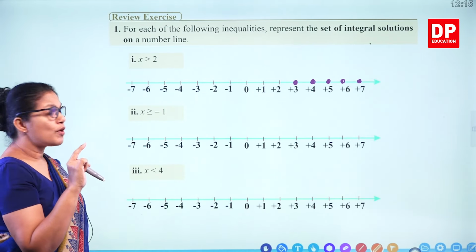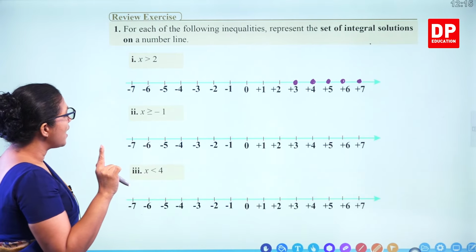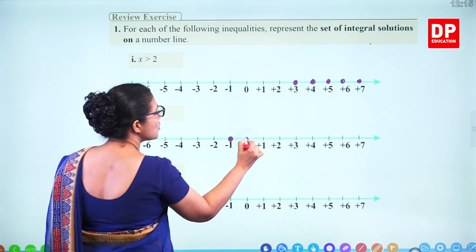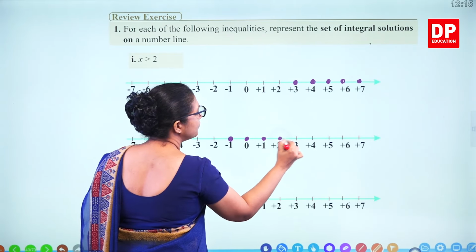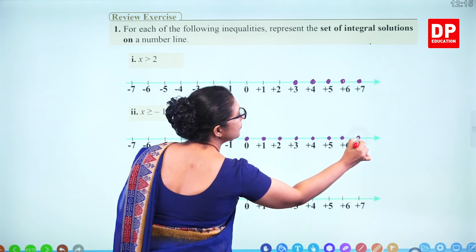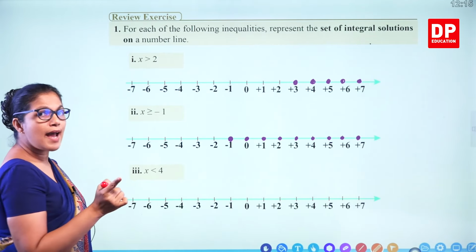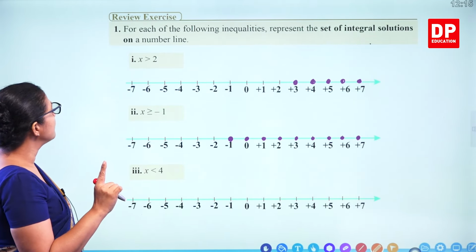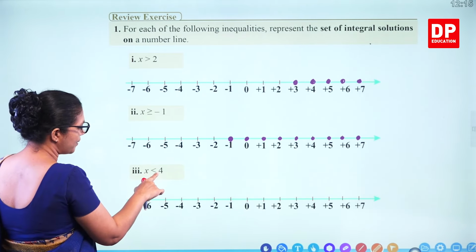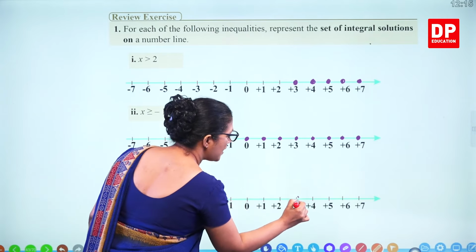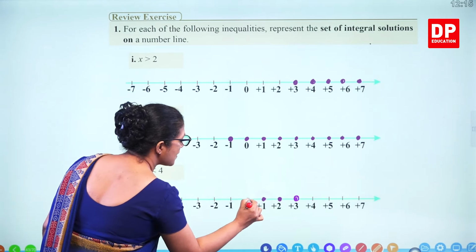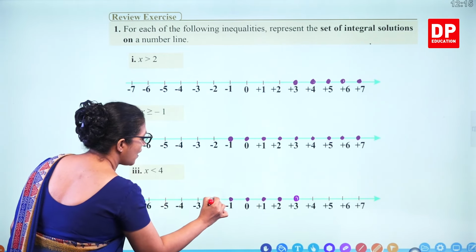X greater than or equal to minus 1. So minus 1 is also included. So greater means all the integers above that value. So you can mark all the integers. X less than 4. 4 is not included. So what's the maximum value? 3. 3 you can write and towards the left side. Any value towards the left side. All these satisfy this inequality.